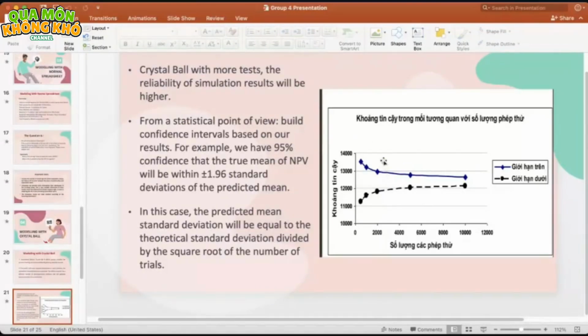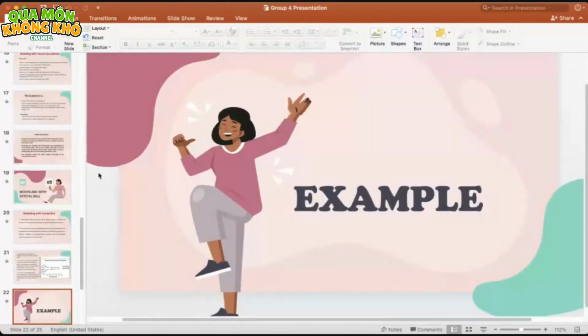You can see this in the picture. The more tests we do, the closer we get to the exact value we want to get. And to understand more about this, Ngọc Nhiên will show you an example of a real case in the world.